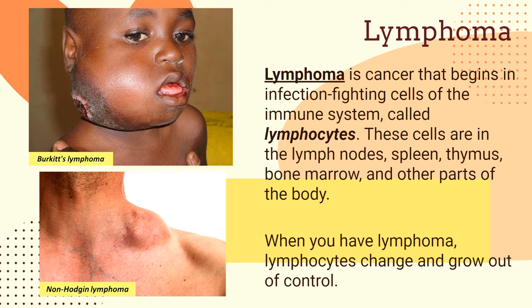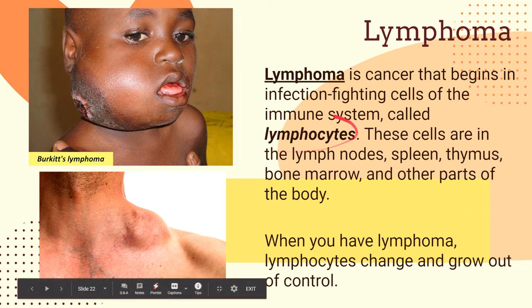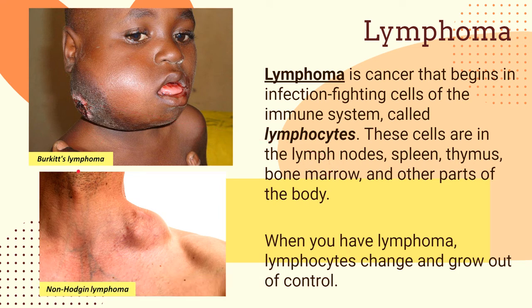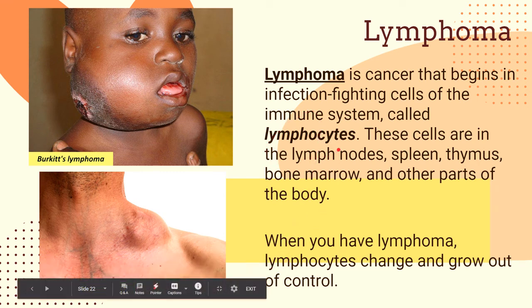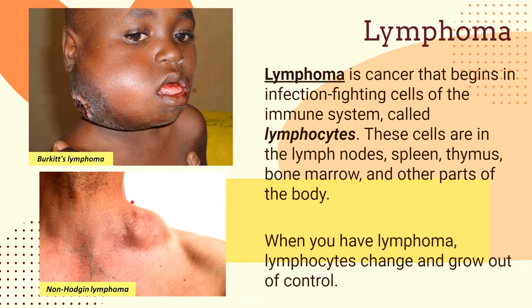Lymphoma is the cancer that begins in the immune system, specifically the lymphocytes. These cells are found in the lymph nodes, such as this Burkitt's lymphoma. As you can see here, we have lymph nodes around this area of our jaw, or of our neck. If there's abnormal cell growth in the lymph nodes, it can cause this type of cancer. Spleen, thymus, so that's the throat, bone marrow, and other parts of the body. So when you have lymphoma, lymphocytes, those infection-fighting cells, change and grow out of control, even invading other organs of the body.